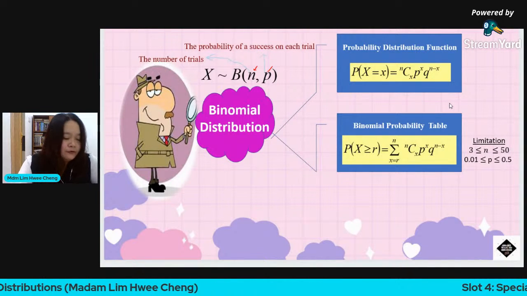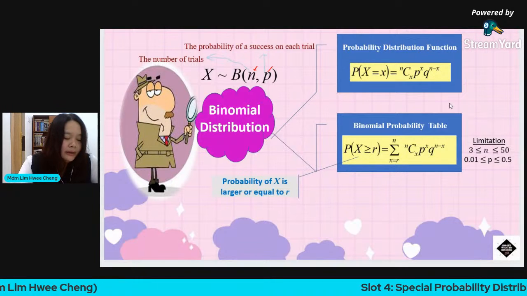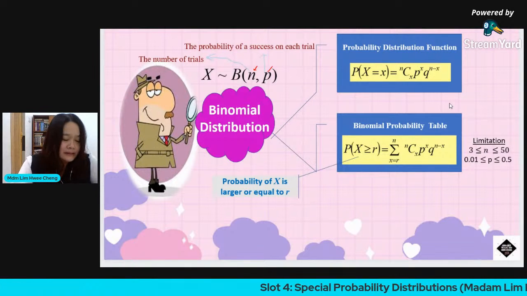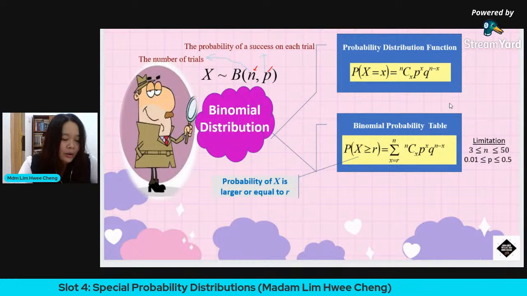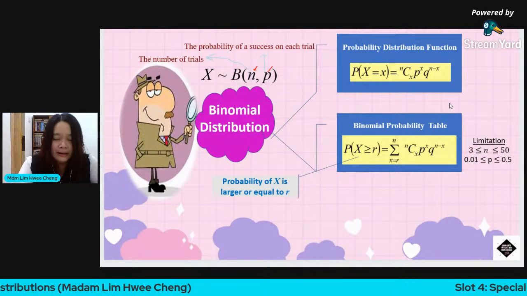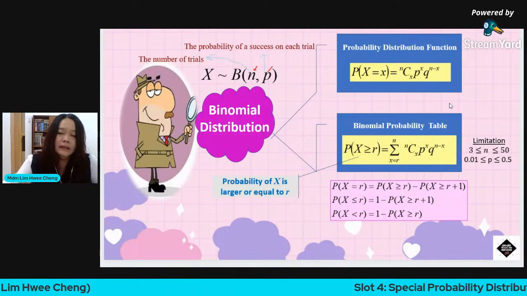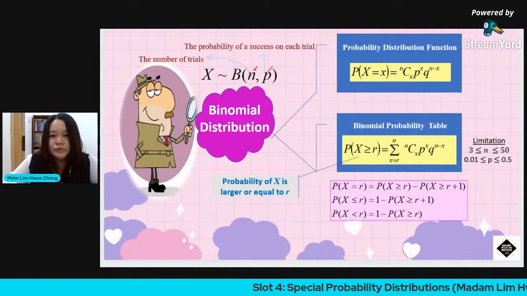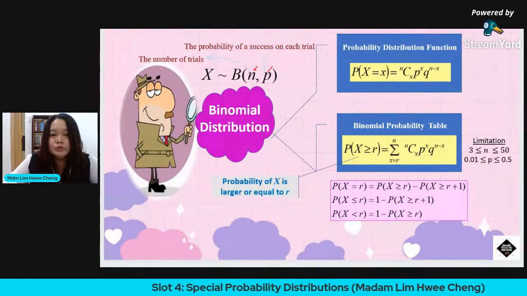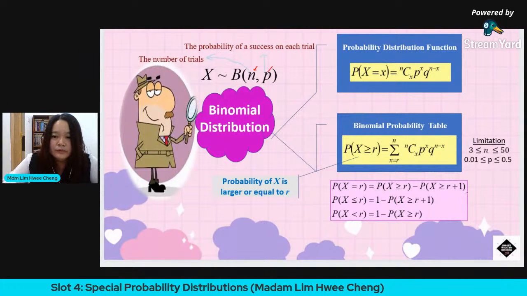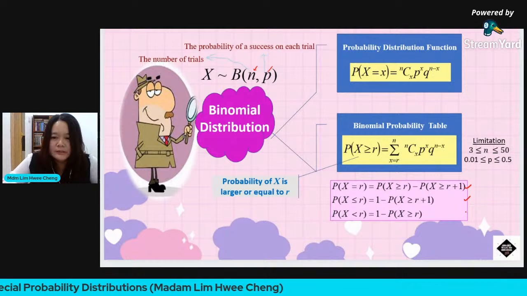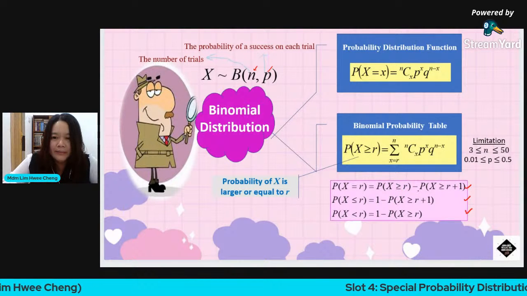Students have to take note that the probability given in the statistical table is the probability of obtaining r or more successes in independent events. This is why, normally, if you want to use the statistical table to find the probability, we will use this property: P(X = r) is equal to P(X ≥ r) minus P(X ≥ r + 1), and so on.